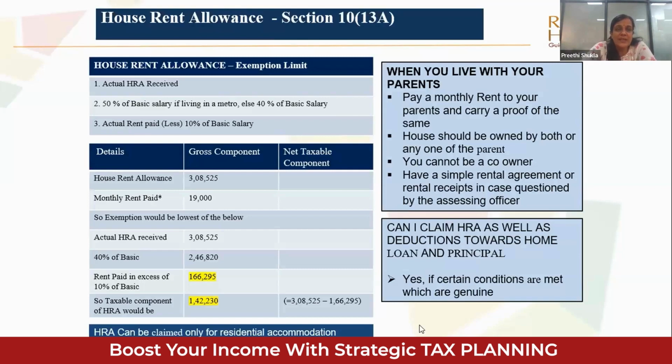There are some instances when, can I claim both HRA as well as deductions towards home loan and principal? Yes, especially if you're in two different cities. Even if you're in the same city, if the reasons are genuine, you can do that. Okay.